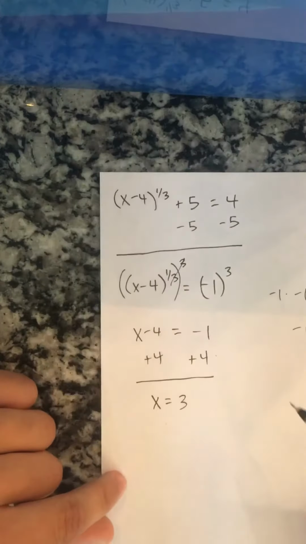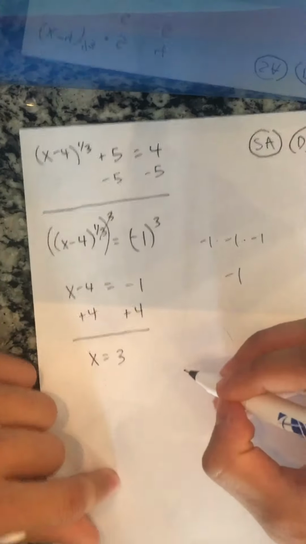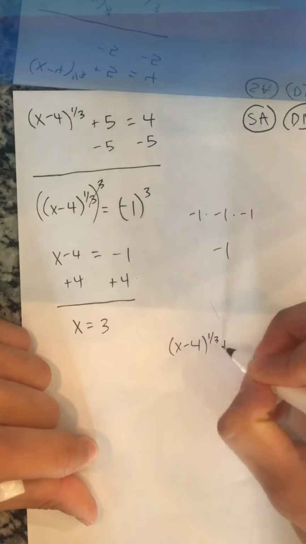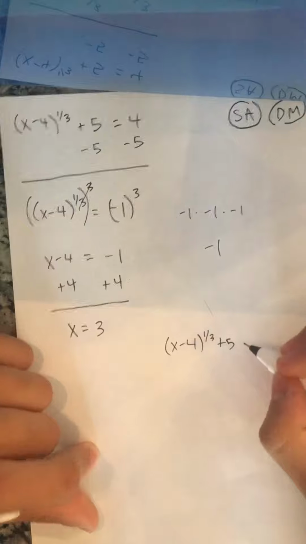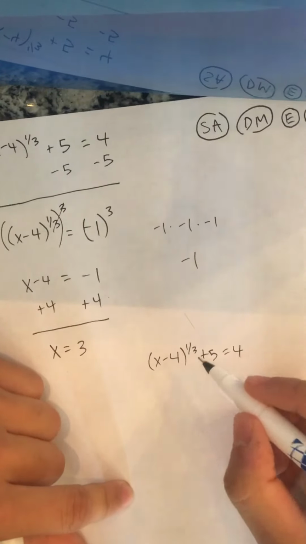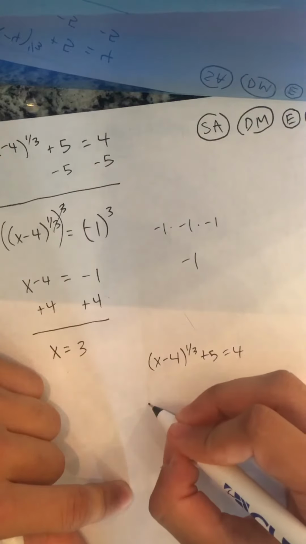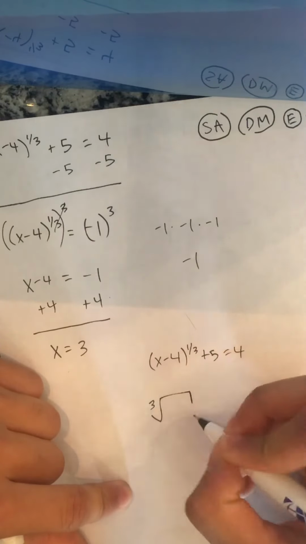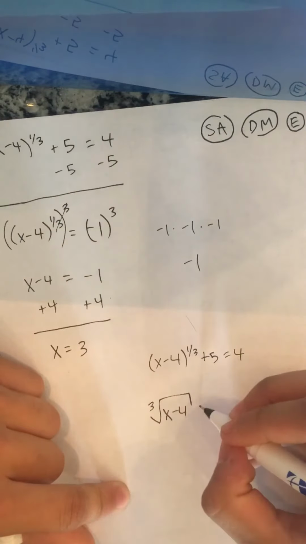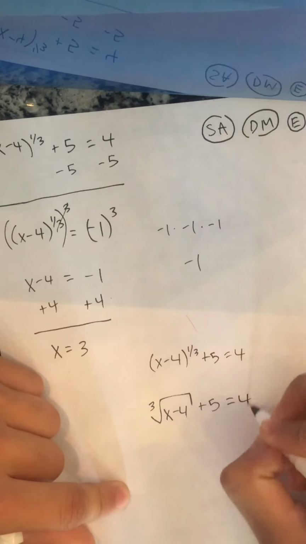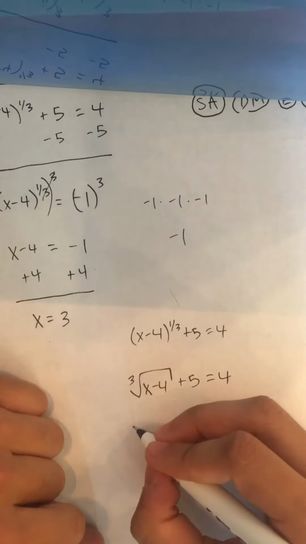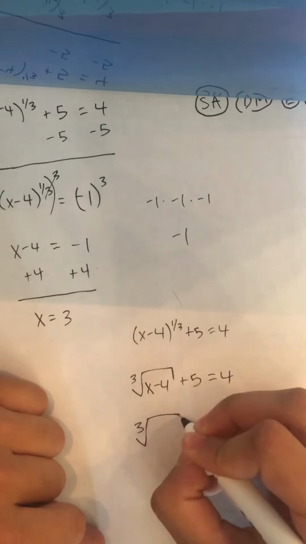So we plug into our equation: x minus 4 to the 1/3 power plus 5 equals 4. And we know that x minus 4 to the 1/3 power is the same thing as the cube root of x minus 4, so that makes solving it easier. Plus 5 is equal to 4. Okay. And now we substitute our 3 in because that's what we solved the equation for.